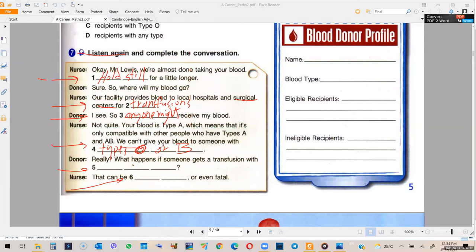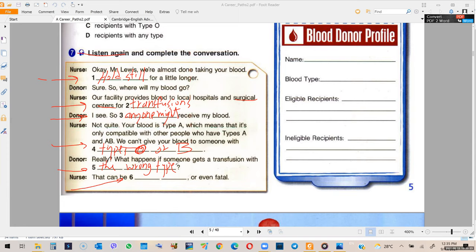He said, really? What happens if someone gets a transfusion with the wrong type? The wrong type. Yes, wrong type. Good.